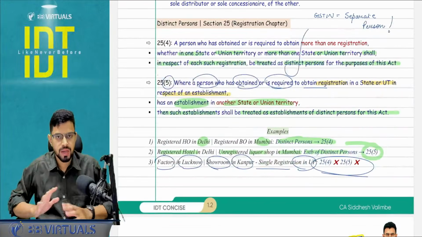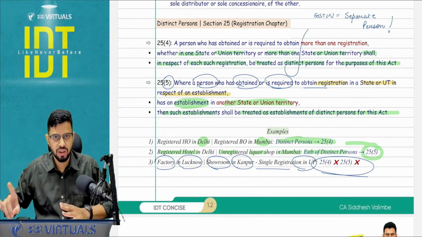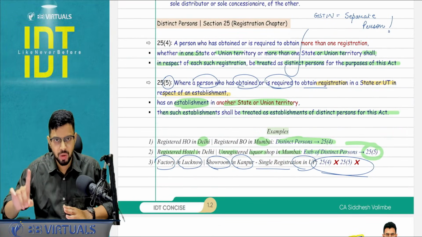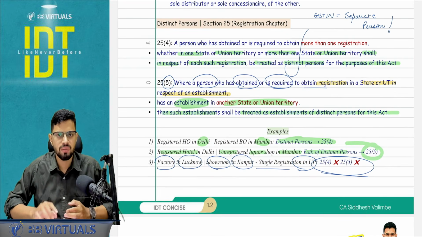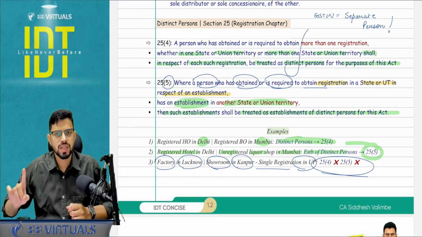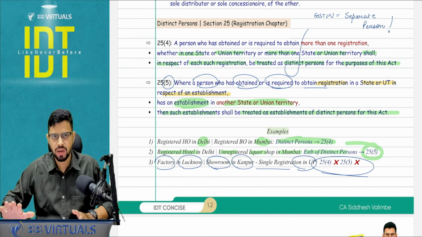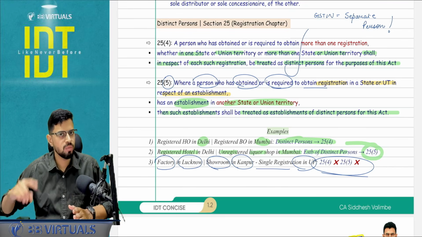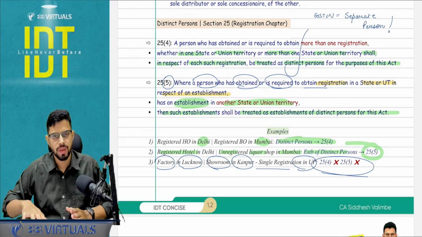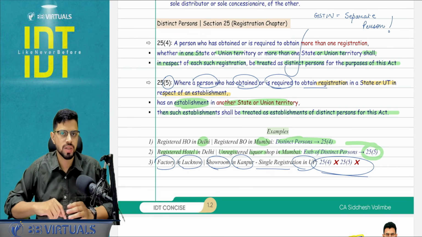Then we talked about distinct persons, Section 25(4) and 25(5). 25(4) means each and every unit is registered. One state, more than one state, I don't care. 25(5): one unit is registered, the other unit is in some other state. So 25(4), one state or more than one state, either way it's fine. 25(5), more than one state necessarily needs to be there. And here it will be termed as establishment of distinct person.